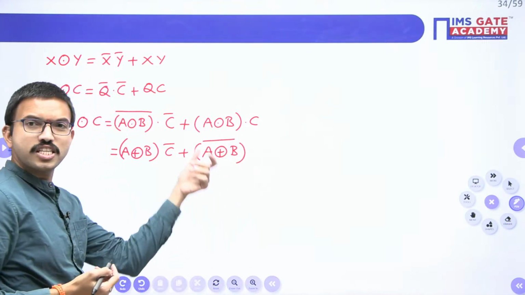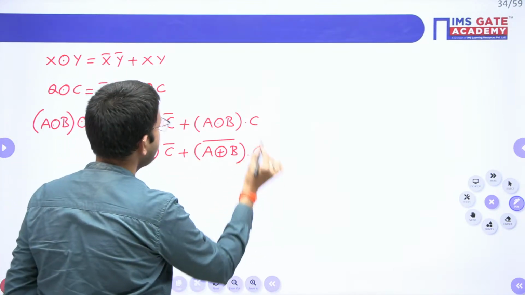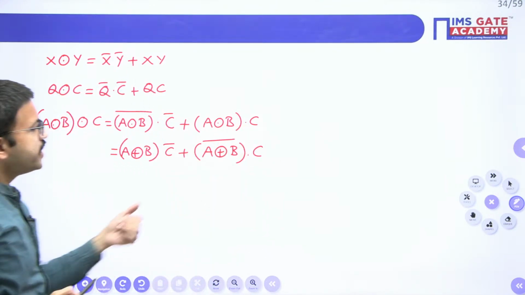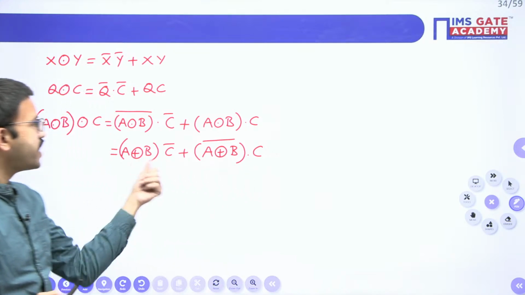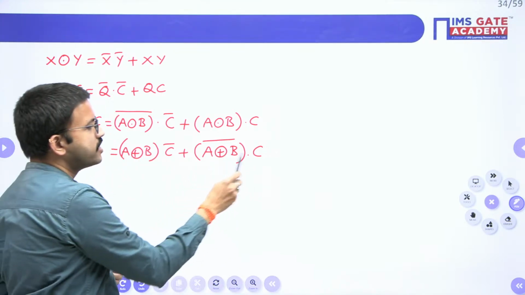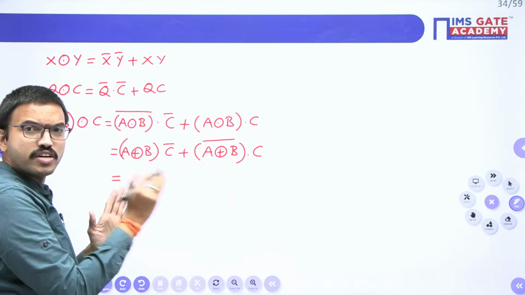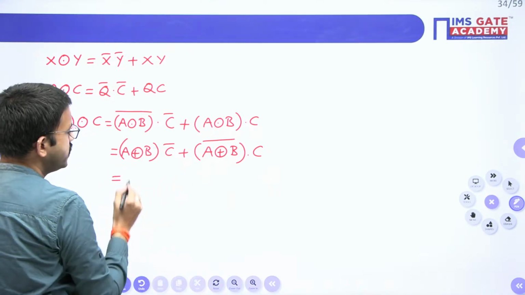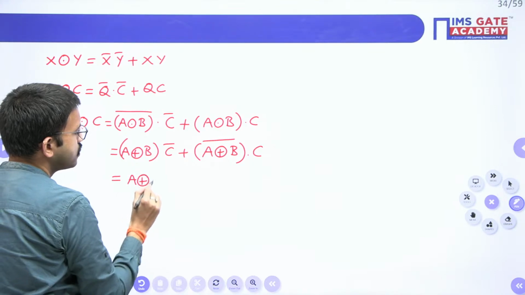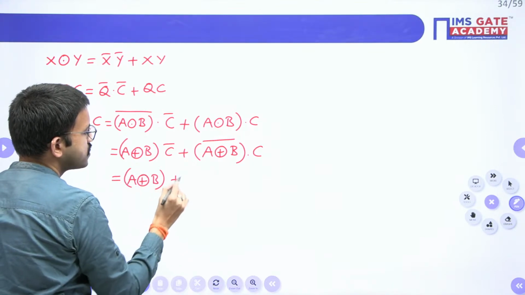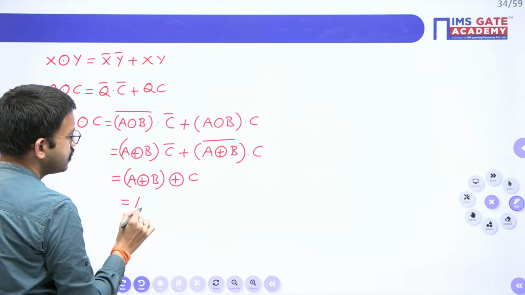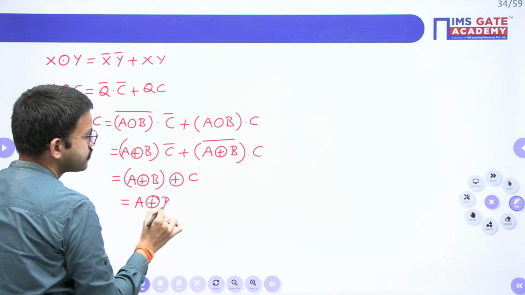Complement of XOR is nothing but XNOR. Now just observe. It is like x bar y plus x y bar, which is nothing but what? X exclusive or y, where x is nothing but this entire function a XOR b, XOR with c. So this is same as a XOR b XOR c.